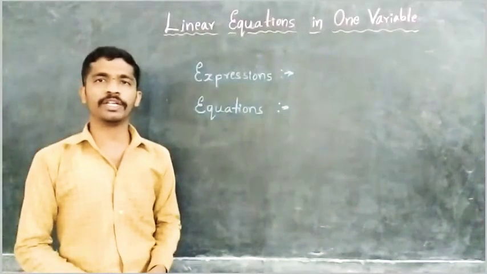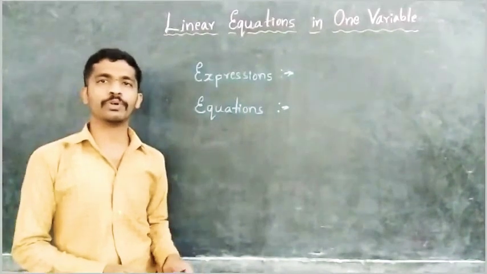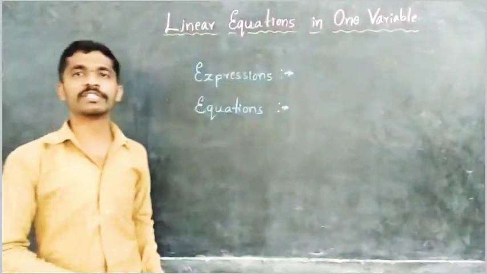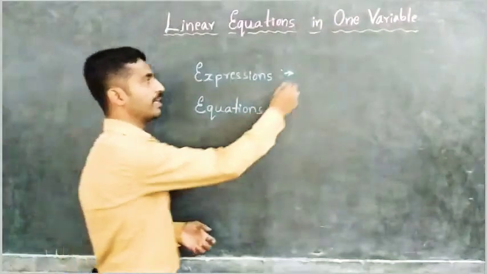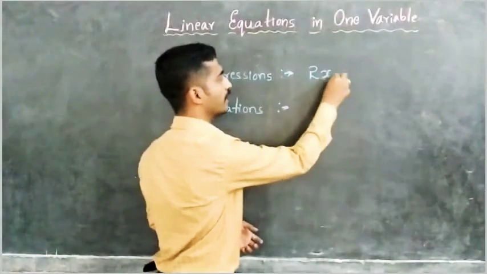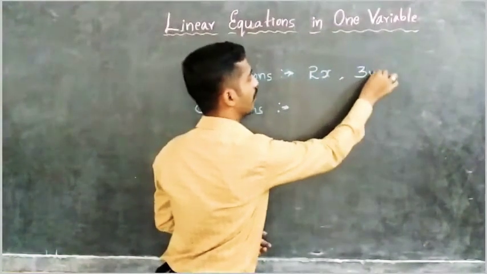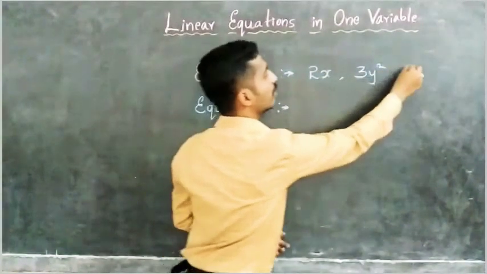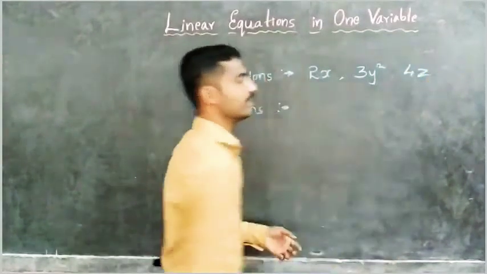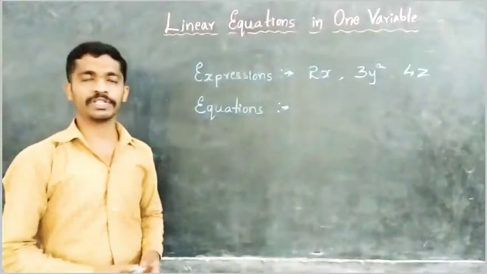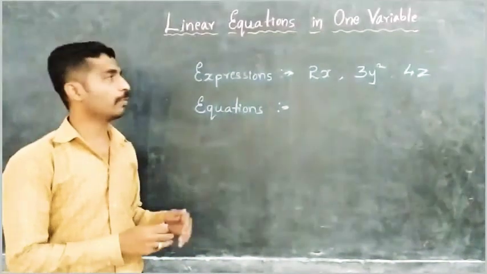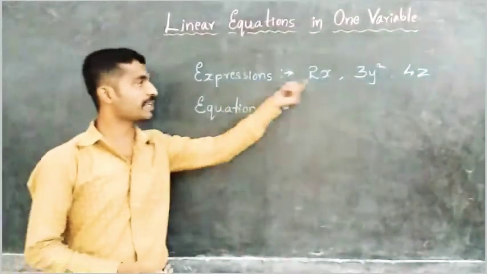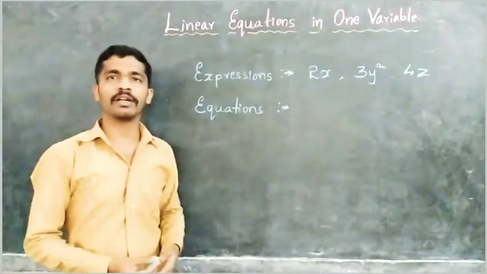Before knowing linear equations, first we should know about expressions. Expressions means numbers along with variables. If I write 2x, 3y square, 4z, these are expressions. When will they become equations? When we equate the expression with any other number.